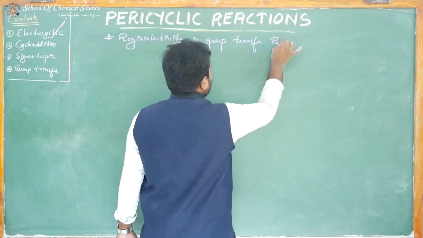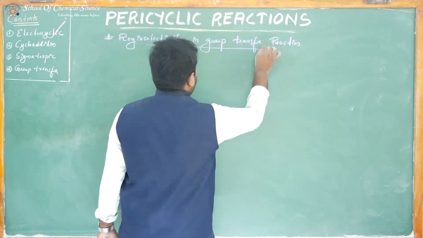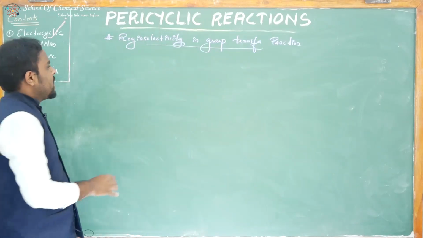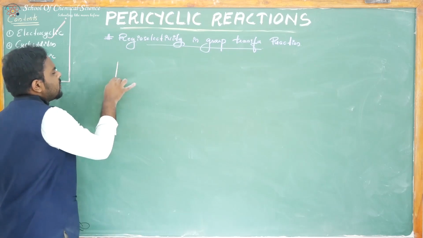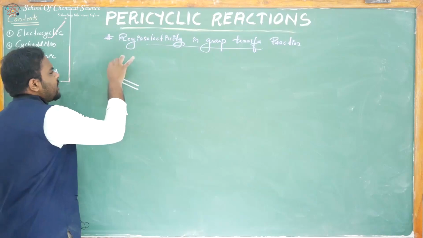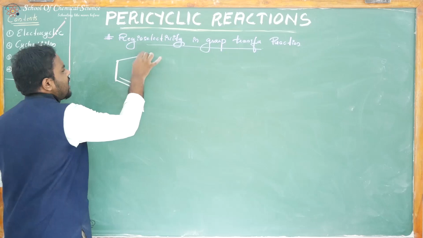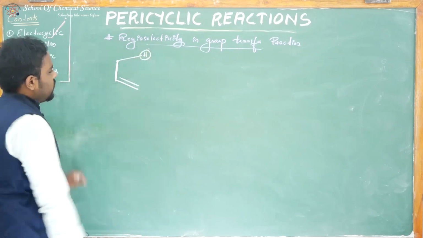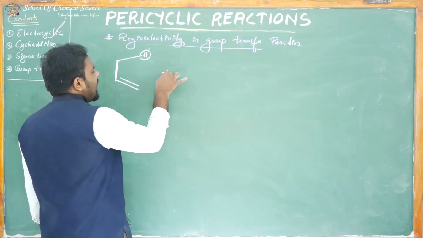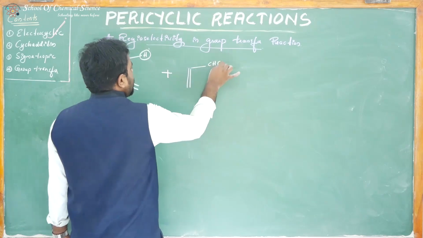Regioselectivity in group transfer reaction. Okay, what will be the regioselectivity? Please listen. For example, it's an allylic system because here an allylic carbon is present. This is the allylic carbon and that carbon contains a hydrogen also. On reaction with a double bond CHO.